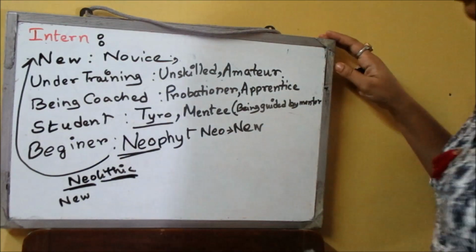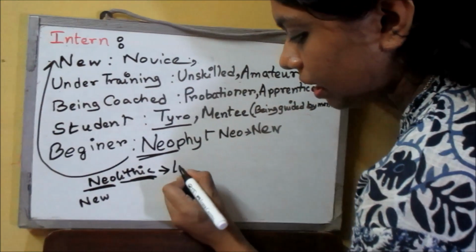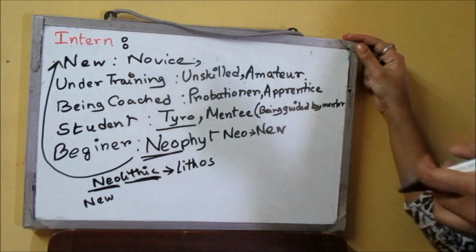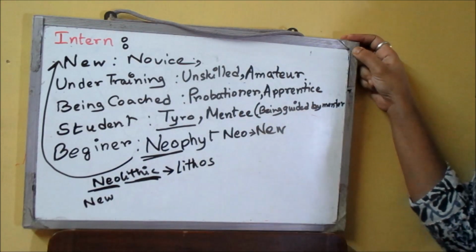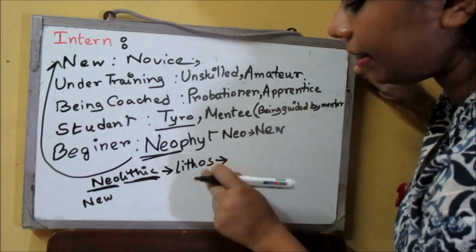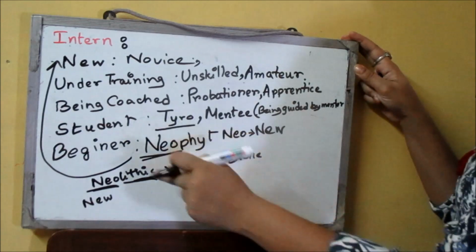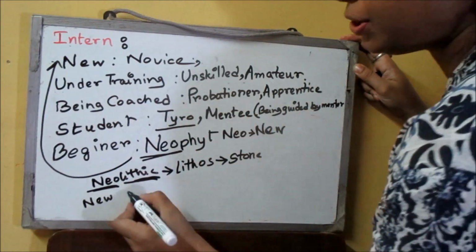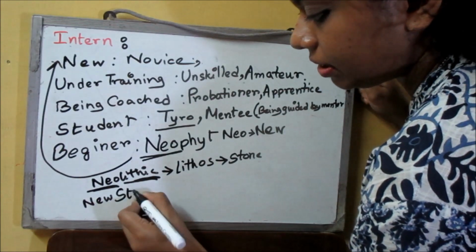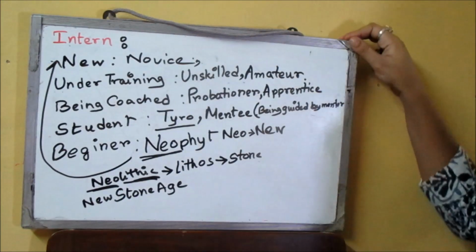So what is lithic? The word lithic comes from the Latin word lithos, L-I-T-H-O-S. When in school we used to learn in history about the Stone Age, right? So the word lithic and lithos means stone. And the word Neolithic generally refers to the Stone Age. It refers to the new Stone Age. The word Neolithic means the new Stone Age.